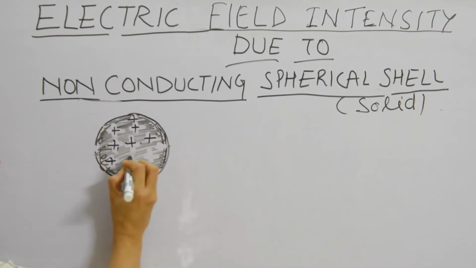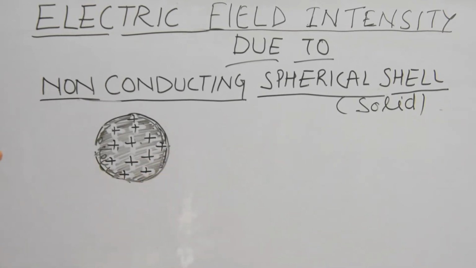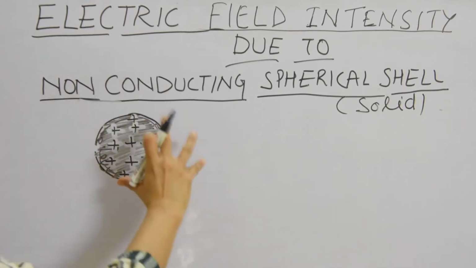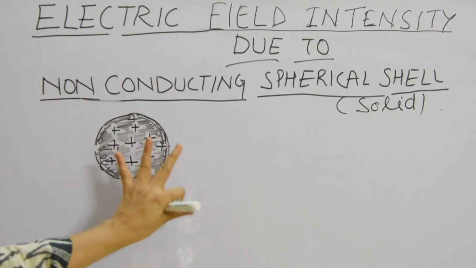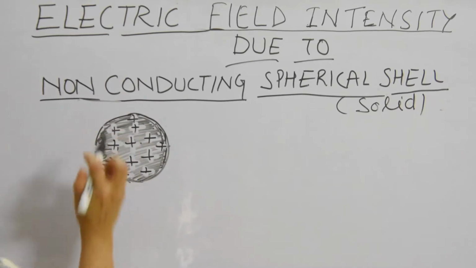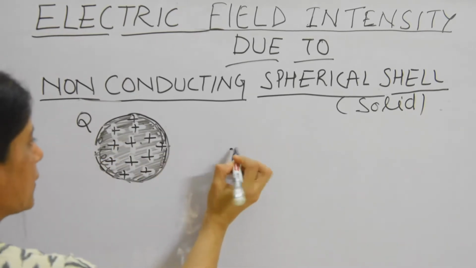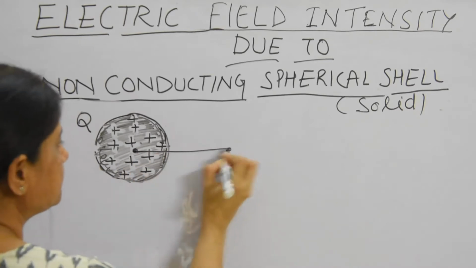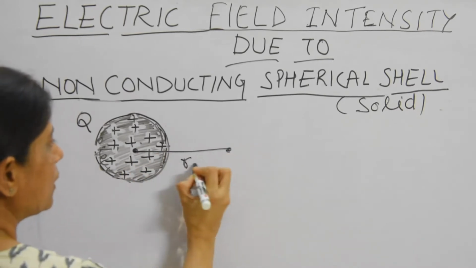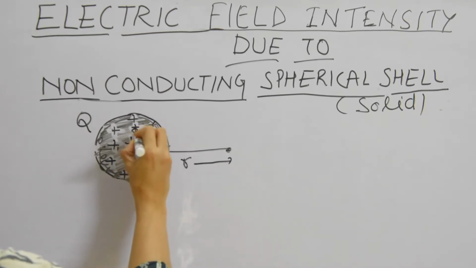We have a separate case of non-uniform charge distribution. This is the case of uniform charge distribution, where the charge spreads uniformly throughout its volume. We have given charge Q to this sphere, and we have to find the value of electric field intensity at a distance small r, where the radius of this sphere is capital R.